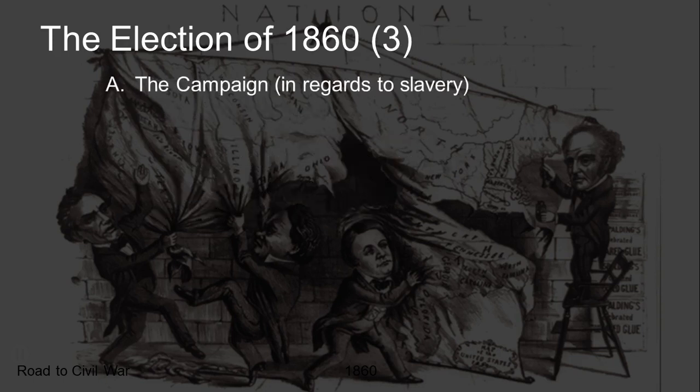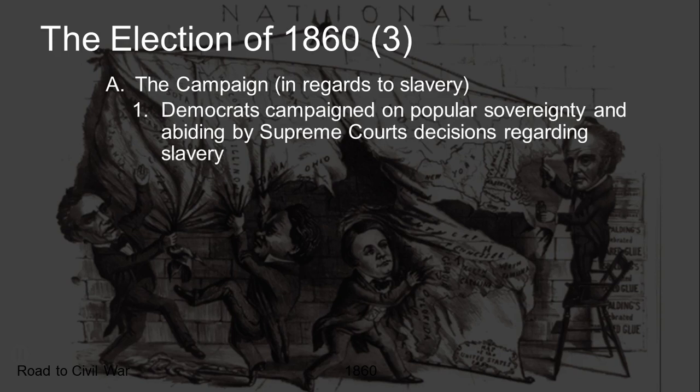Now, there are all kinds of issues in any campaign, and this campaign is no different. There were tariff issues, tax issues, foreign policy issues, but all we're going to focus on for this campaign was slavery, because that's what the Civil War was ultimately about. The Democrats, and we're talking about the Stephen Douglas Northern Democrats, their campaign focused on continuing the use of Stephen Douglas's idea of popular sovereignty. Let the people in every territory decide. Let the people in each state decide. The national government should stay out of the slavery issue. And also following Supreme Court decisions. So they're going to stand behind the Dred Scott decision, which had invalidated the Missouri Compromise.